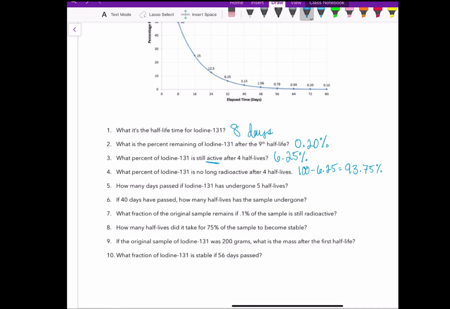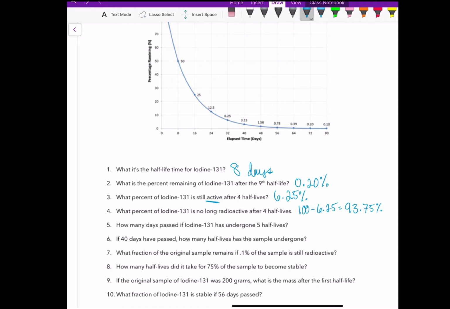Number five, how many days passed if iodine-131 has undergone 5 half-lives? So we need to count out 5 half-lives. 1, 2, 3, 4, 5. So here's our 5th half-life. So how many days have passed? It's been 40 days.